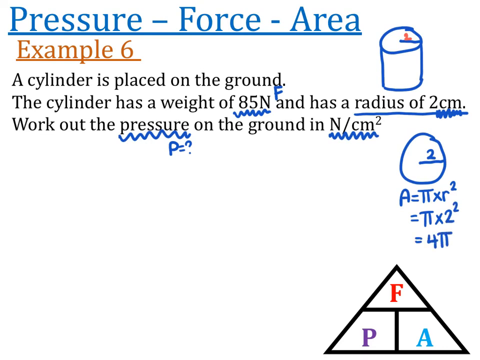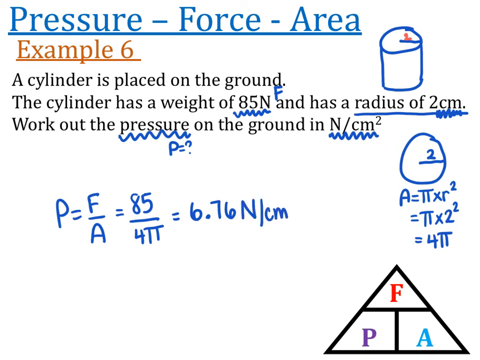Now I'm going to leave it as 4 pi in my calculator, and then it will give me a decimal at the end of everything. So they want me to find the pressure. Pressure is equal to force over area. So the force is 85 newtons. The area is 4 pi centimeters squared. Grab my calculator. 85 divided by 4 pi gives me a lovely answer of 6.76. And then this is in newtons per centimeter squared.